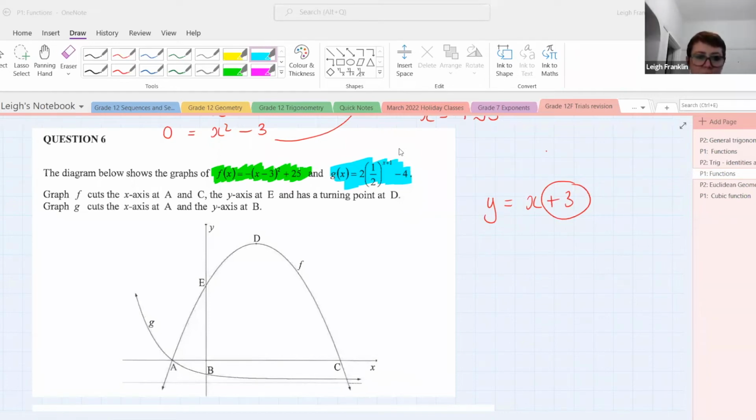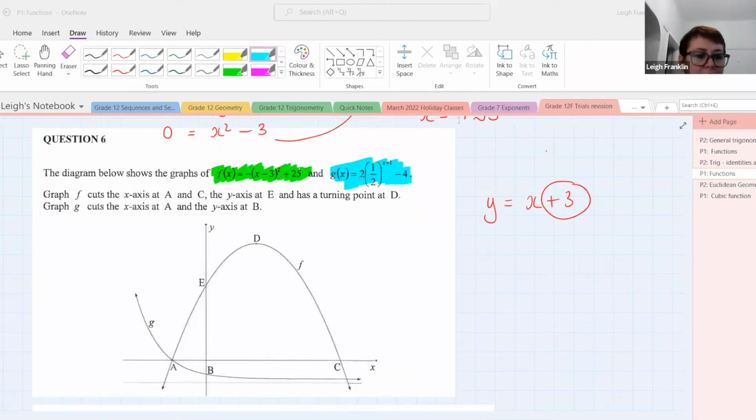It's an exponential function. Good. All right. So what they've given us here is a combination of the two. We've got a parabola and an exponential function mixed together. What do they tell us about these graphs?